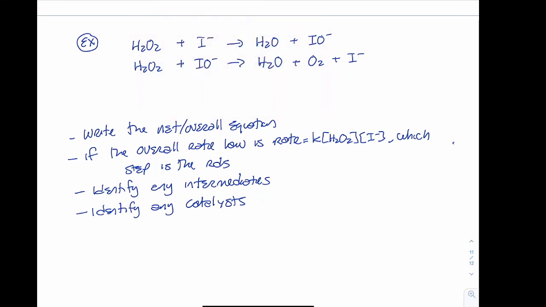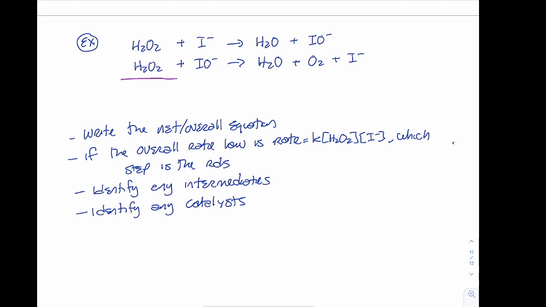So write the overall or net equation. If the overall rate law is rate equal to K multiplied by the concentration of hydrogen peroxide raised to the first power multiplied by the concentration of iodide ions raised to the first power, which step is the rate determining step? And then what do we have for intermediates and our catalysts?